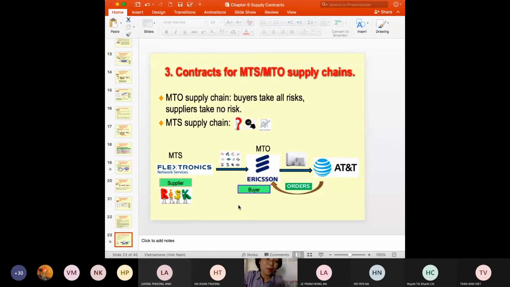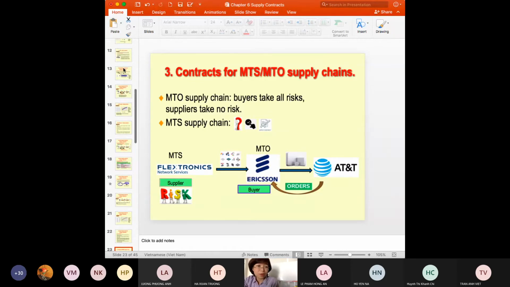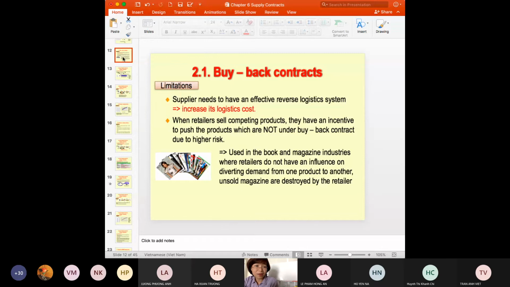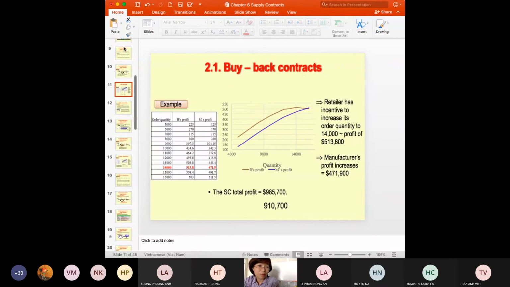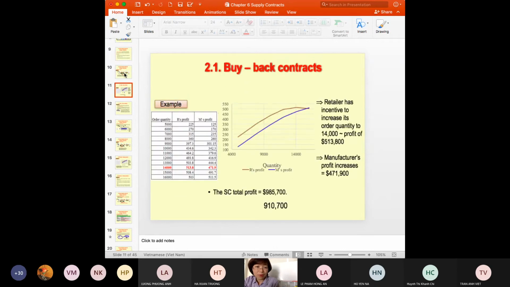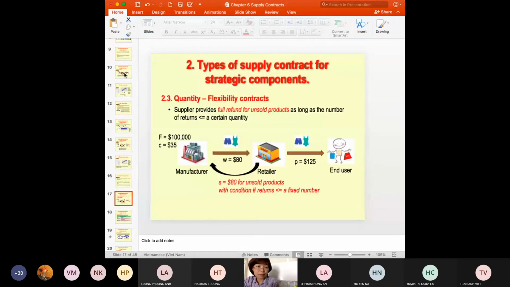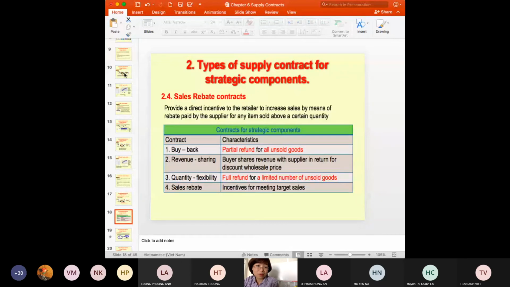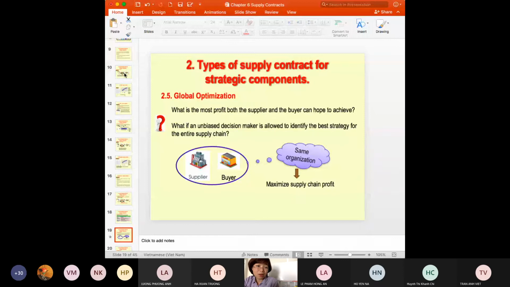So right now we just finished the five types of contracts. Here you see the five types of contracts: buyback contracts, revenue sharing, quantity flexibility, selling repaid, and global optimization. We finished that. We have five contracts for strategic components.